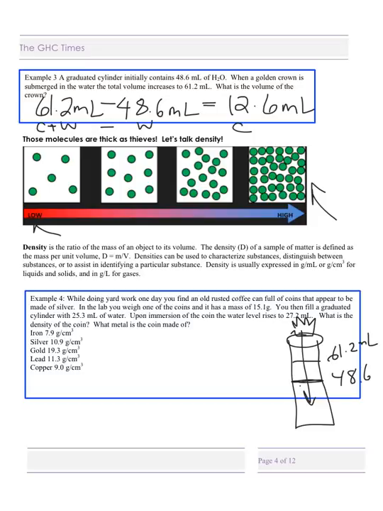So, for example, if you're doing yard work one day and you find an old rusted coffee can full of coins that appear to be made of silver, you want to know, are they really, right? Did you hit the jackpot? Super simple way to figure it out, whether or not they're pure silver. And that is to determine the density of the coins.